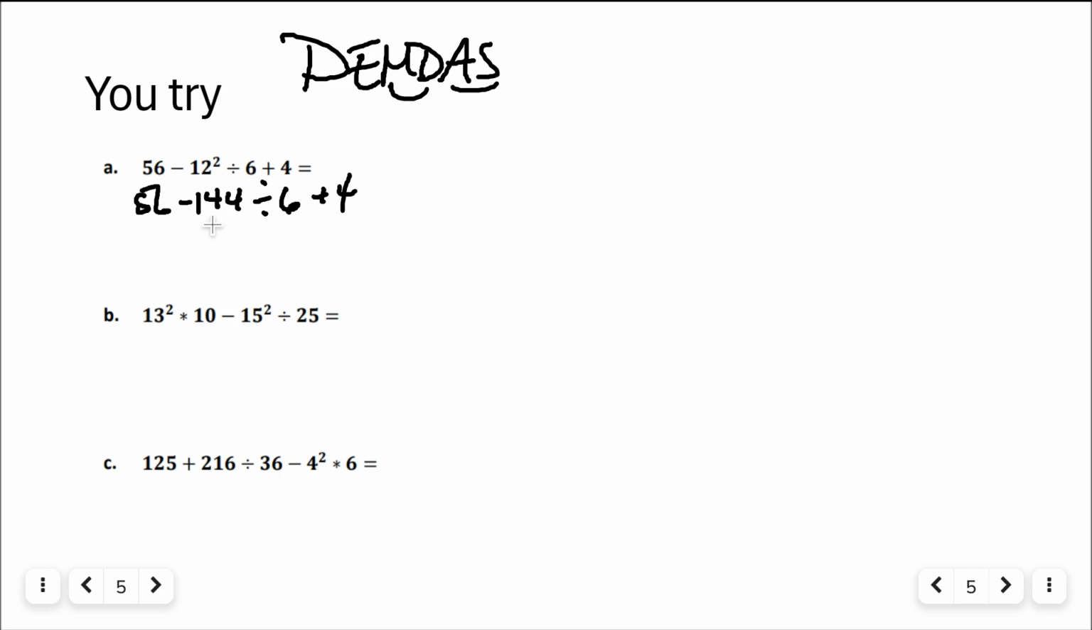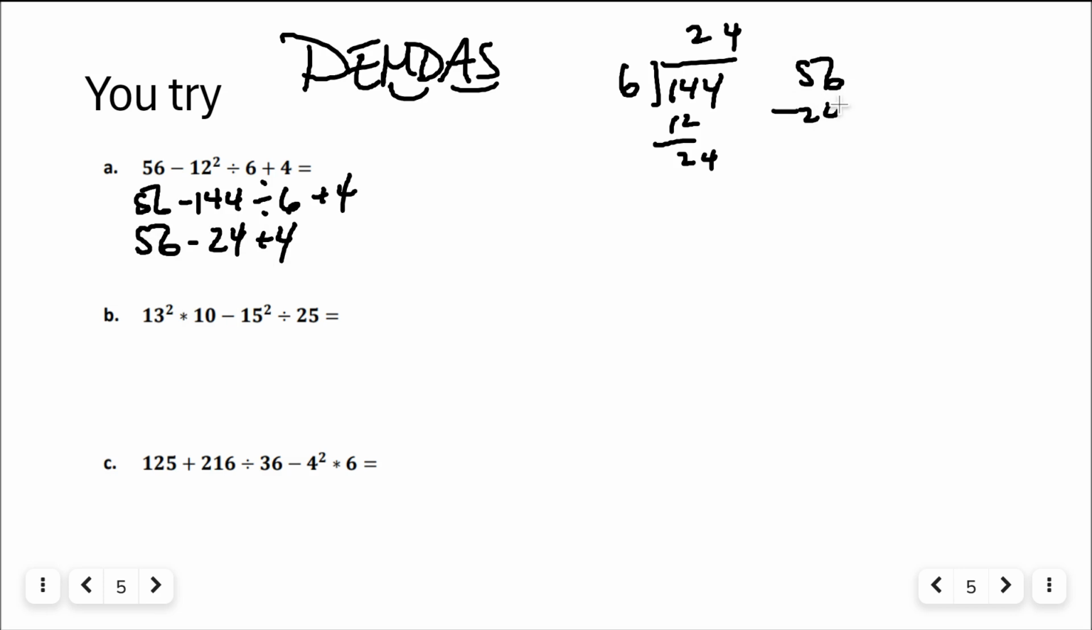Okay, so now do this division. 144 divided by 6. 6 into 144. 6 goes into 14 twice. 6 into 24 is 4 times. So this is 56 minus 24 plus 4. 56 minus 24 is 32. 32 plus 4 is 36.